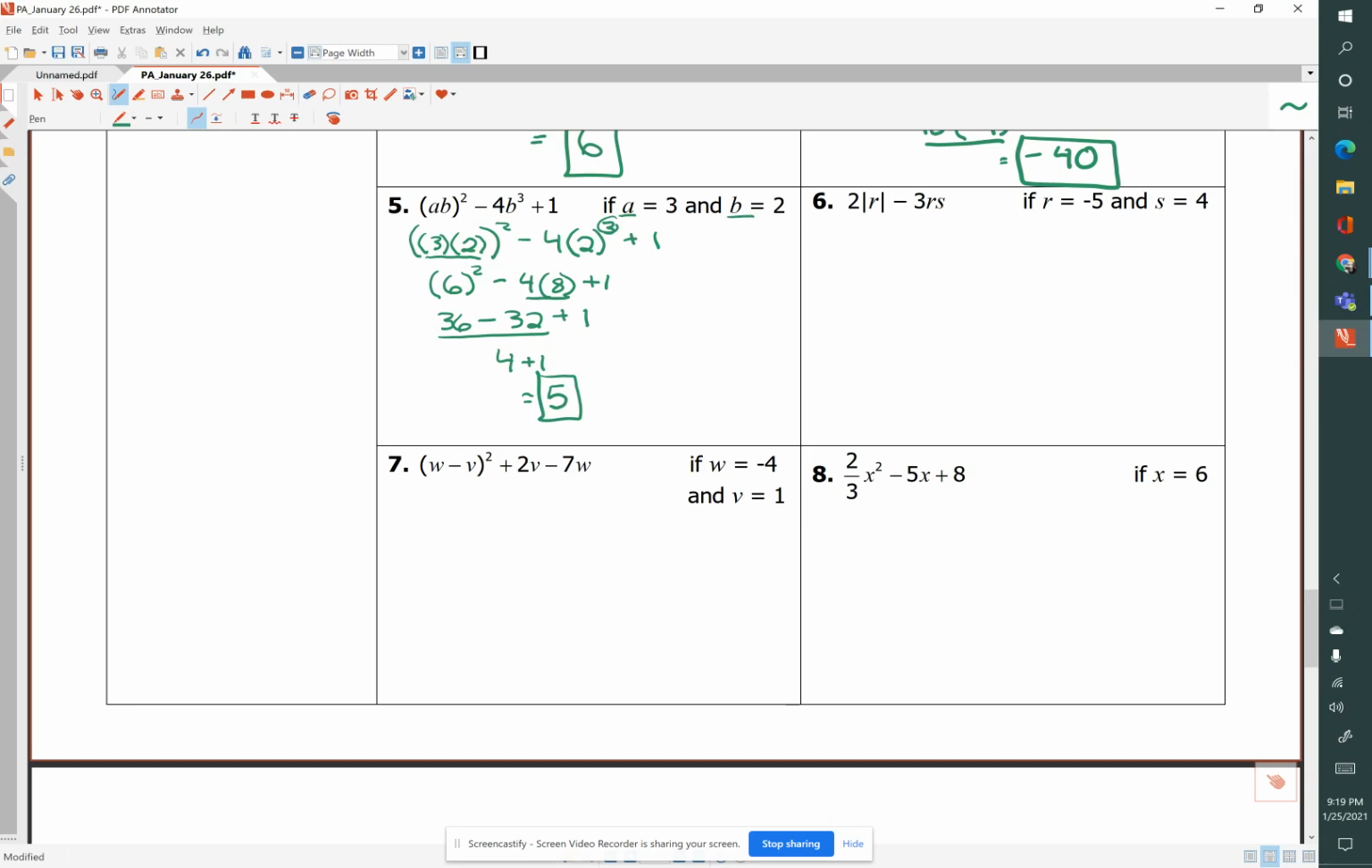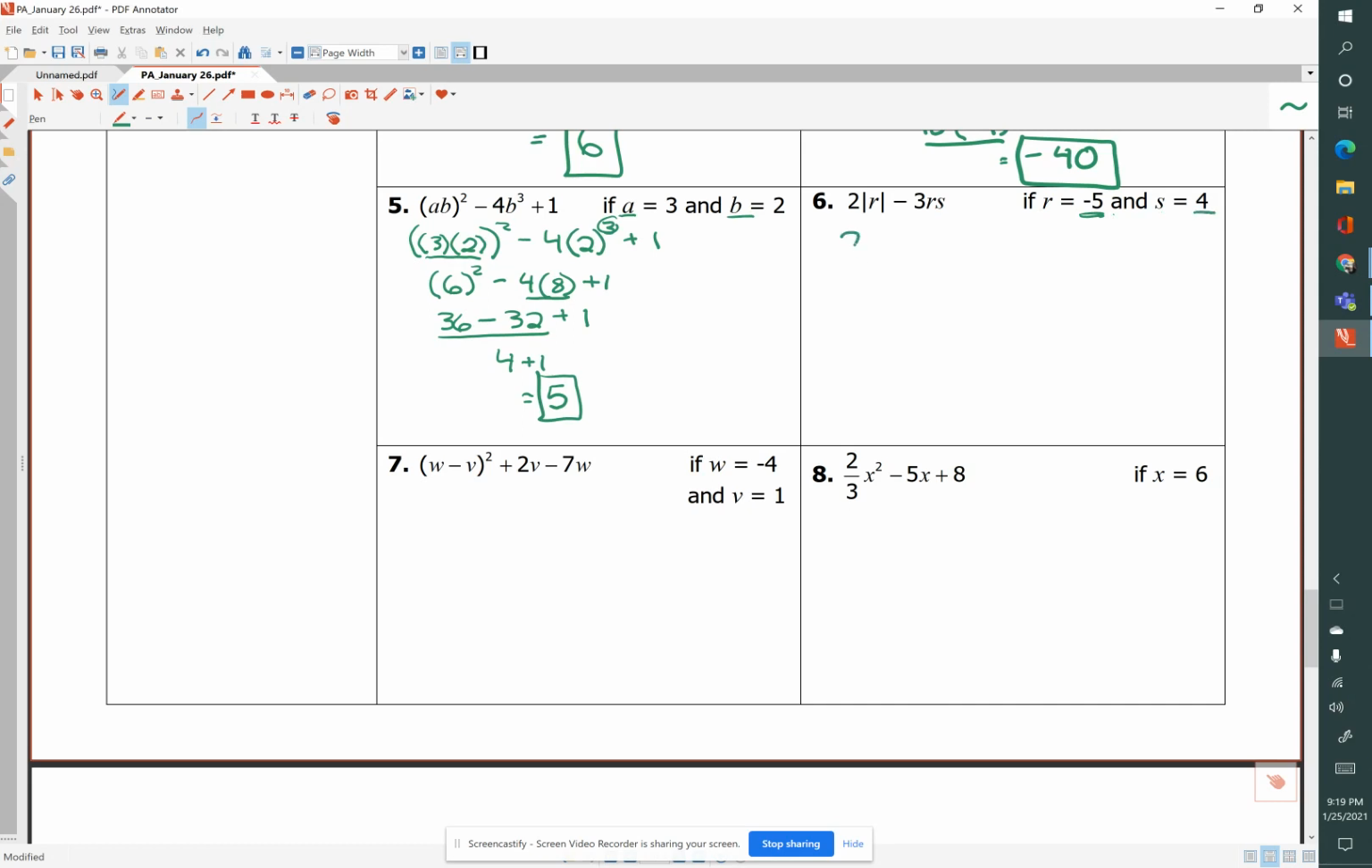Now for number 6, we have absolute value. And we have 2 times the absolute value of r, and r is -5, minus 3 times r, which is -5, times s, which is 4.